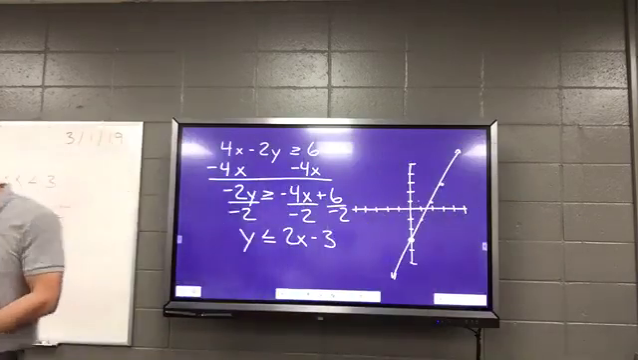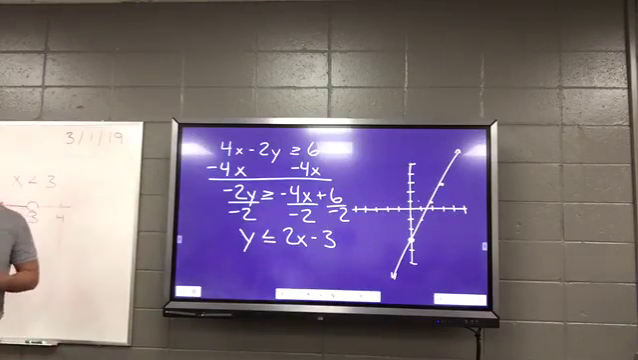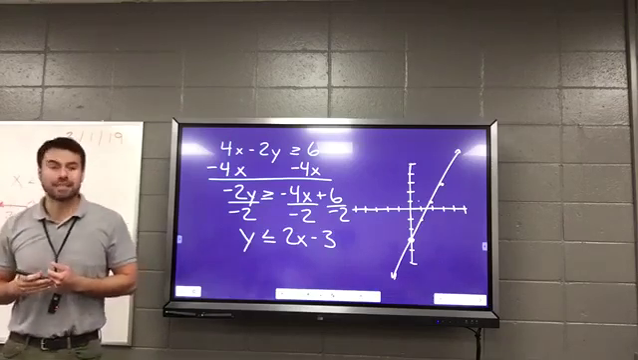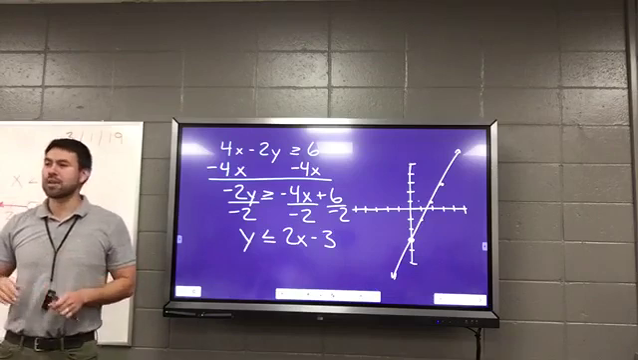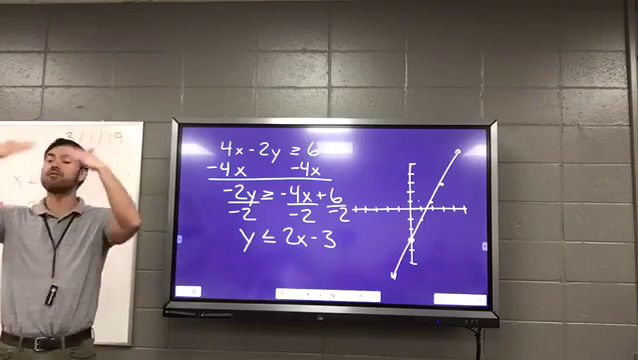Do I shade above or below the line? Good question here. What do you think, Josiah? Below. Why? Last time we did above. It says less than. So you're like, wait, how does that work? Less than means below the line. Greater than means above the line.